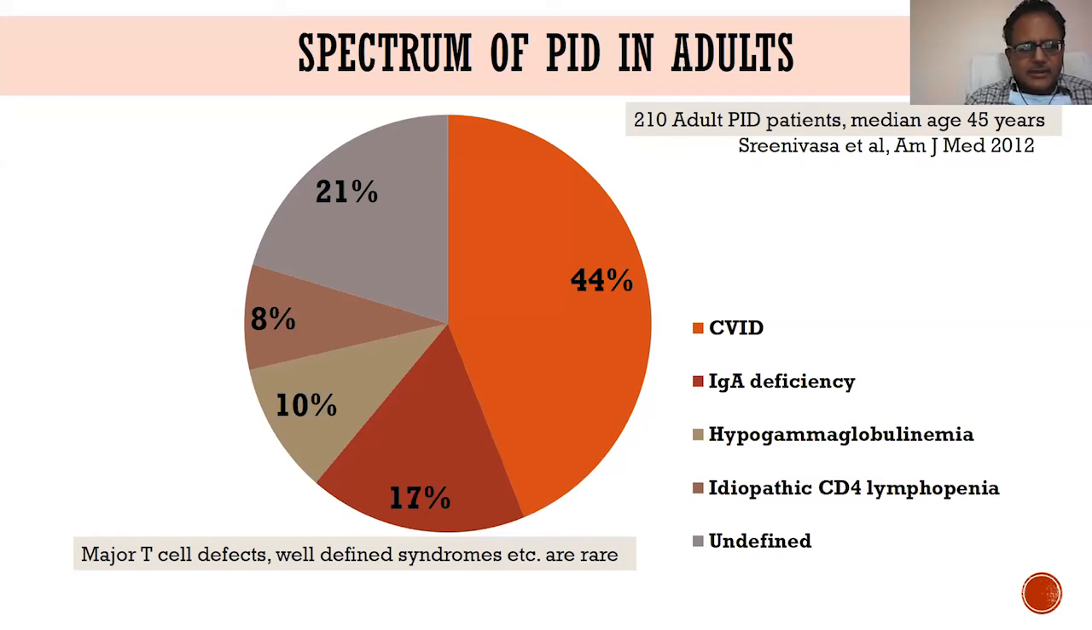As such, we know that selective IgA deficiency is the most common deficiency, but manifestation wise, CVID is the most commonly diagnosed primary immunodeficiency, 44%. Then we have IgA deficiency, then gamma globulin deficiency due to other causes, and there is one entity called idiopathic CD4 lymphopenia. Many patients with CVID later in their life also develop lymphopenia. That is called late onset combined immunodeficiency, which is also an upcoming area.